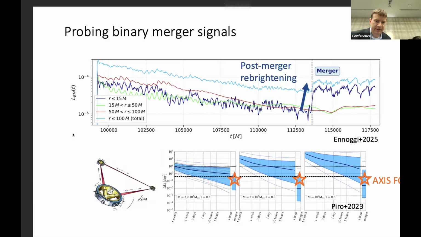And at the time of merger, LISA can localize the merger within about 0.1 square degrees. And that's an excellent match to the large field of view of AXIS. So we can point at that sky region and look for the post-merger rebrightening of this system.